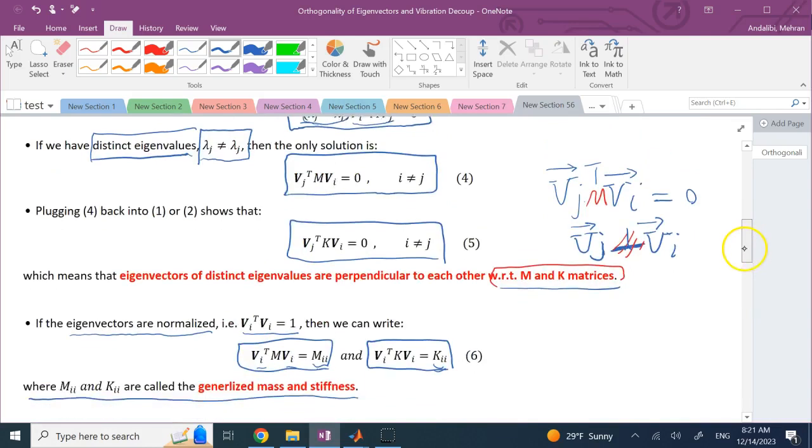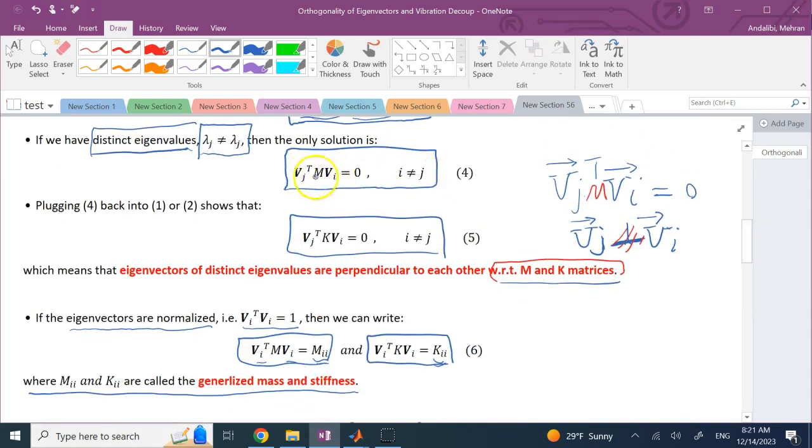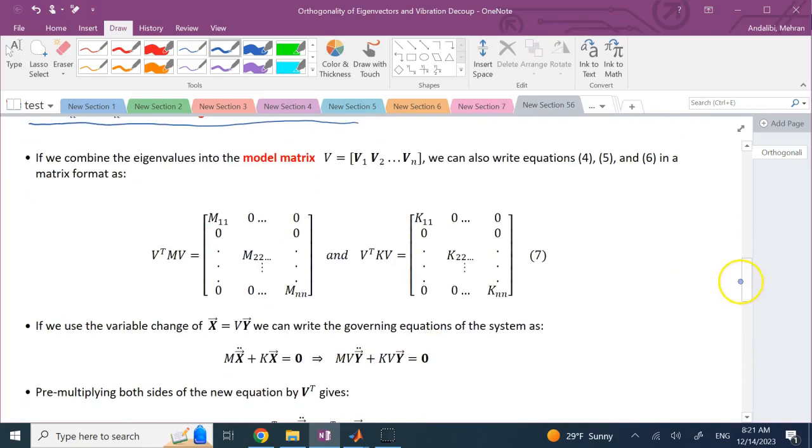So we learned some important properties. If the two indices are different, the result is 0. If they are the same, then it's a scalar, which we call generalized mass or generalized stiffness. Now we use the matrix that I introduced in the previous video, formed by putting all these eigenvectors next to each other, and we call that the modal matrix. Last time we used it to find the magnitudes of the terms in the free response. Now we have another application for it.